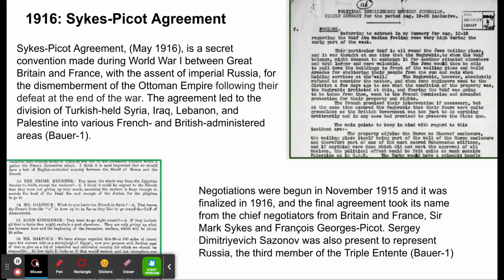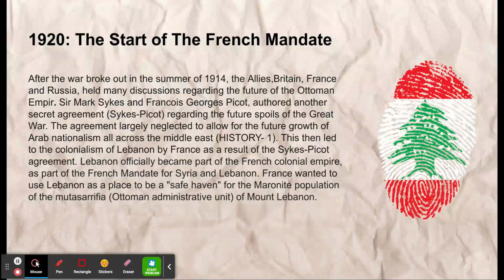The final agreement took its name from the chief negotiators from Britain and France, Sir Mark Sykes and Francois-Georges Picot. Sergei Dmitrievich Sazonov was also present to represent Russia, the third member of the Triple Entente.